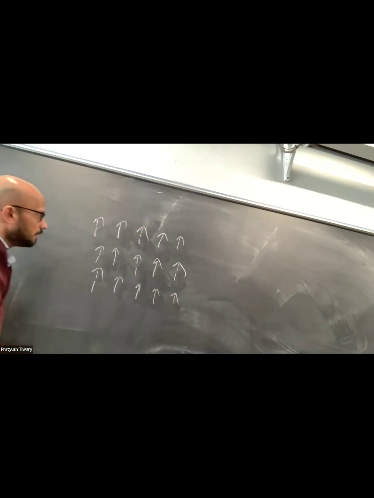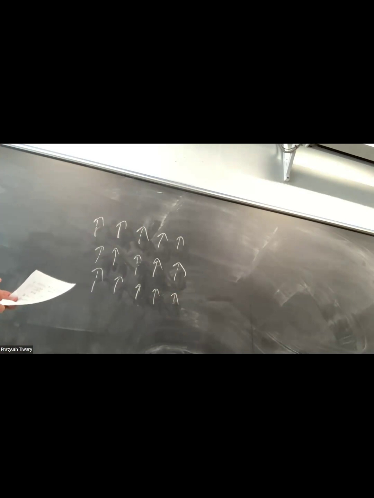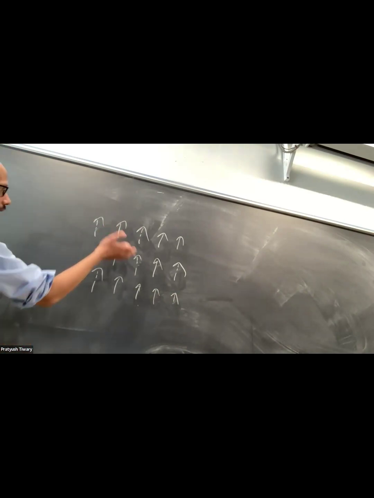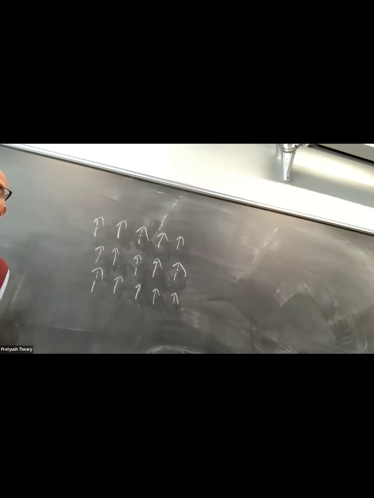So, this is the perfect ground state, right? And in 2D, now let's say we decide to make a domain in this, a domain where the spins are ordered in some other direction.